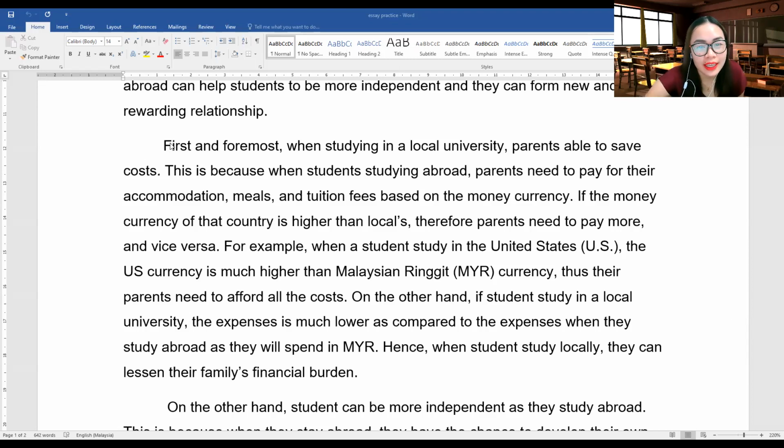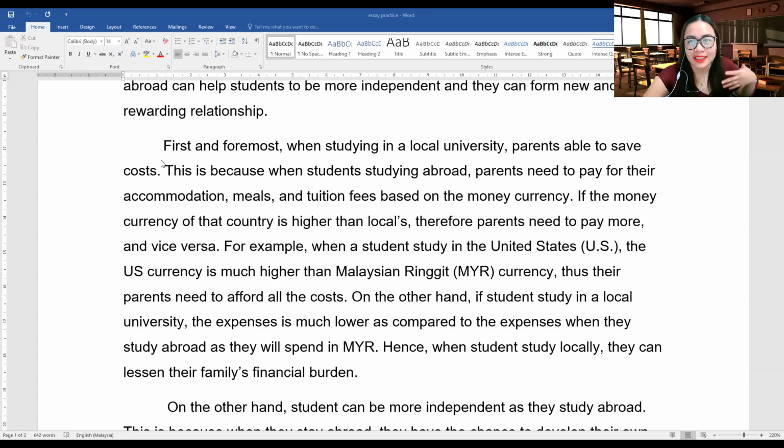Look at the topic sentence. "First and foremost, when studying in a local university, parents will be able to save costs." Excuse the grammatical errors, she's learning. So this is the main point, right? If you study locally, you will be able to save costs.